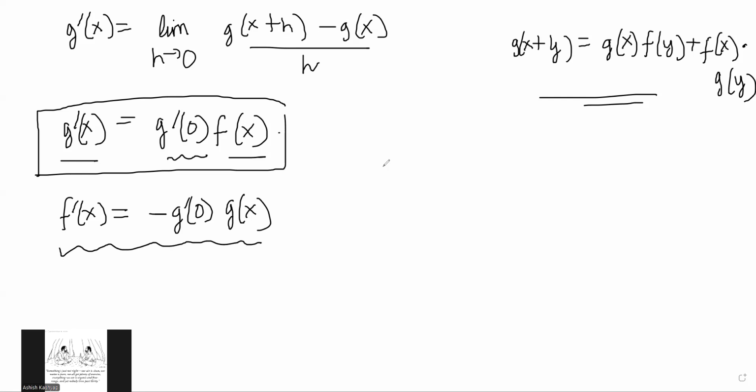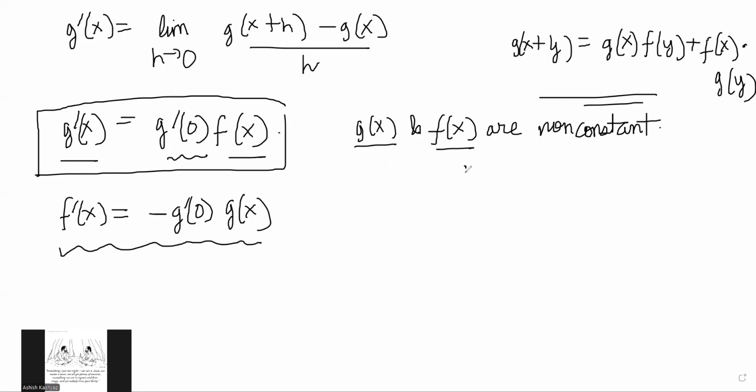Now what we will do, since both of the functions g of x and f of x are non-constant, the derivatives cannot vanish, so g dash 0 cannot be 0, right? Because the derivatives cannot vanish. So now what we will do is combine these two equations together.